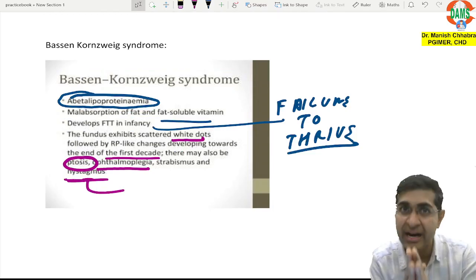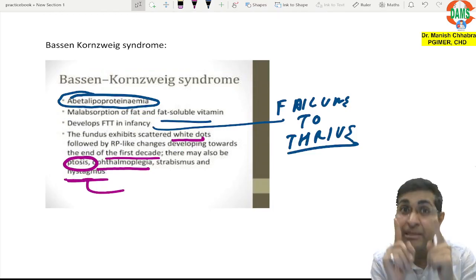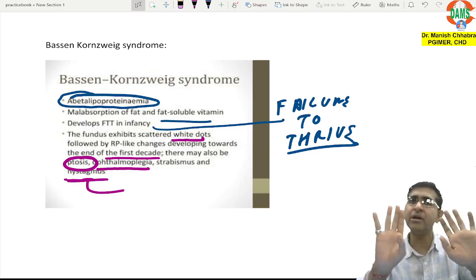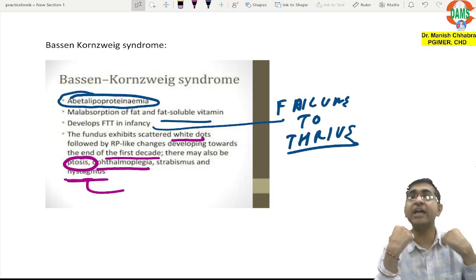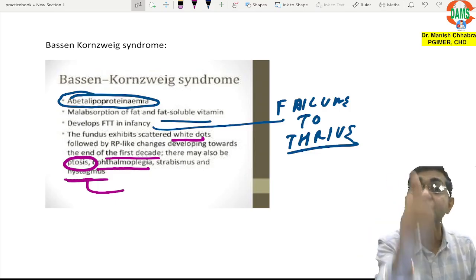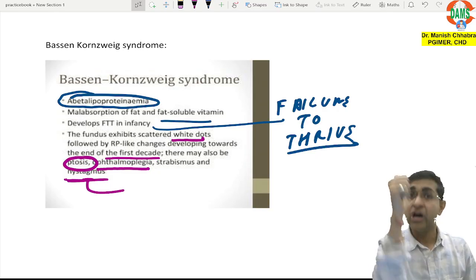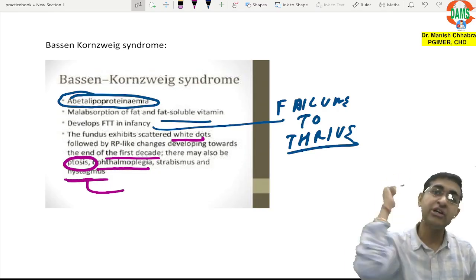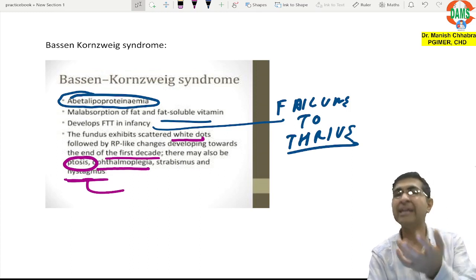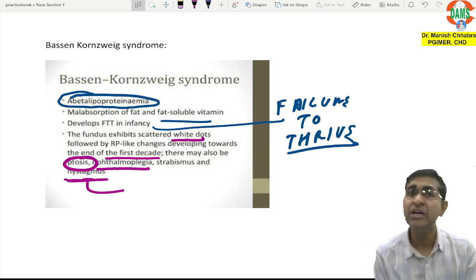But the important ones to understand are, one is your atypical retinitis pigmentosa, just atypical RP. Another is retinitis pigmentosa associated with your systemic disease. Most common is Usher's syndrome. Yes, Usher syndrome, Kearns-Sayre, Bassen-Kornzweig, and Laurence-Moon-Biedl or Bardet-Biedl. These are the names of the scientists.